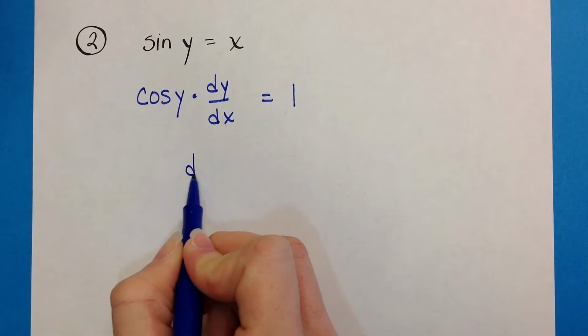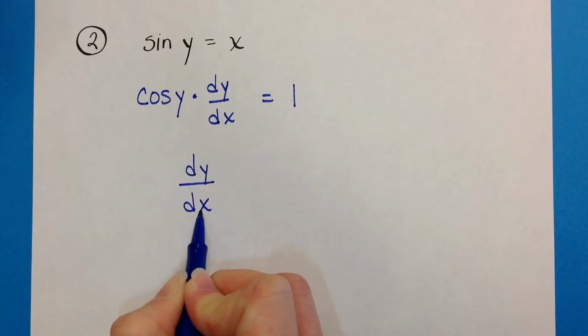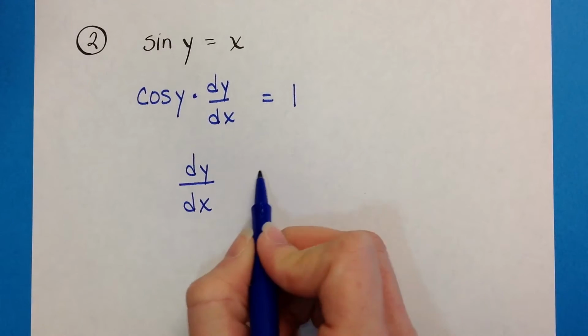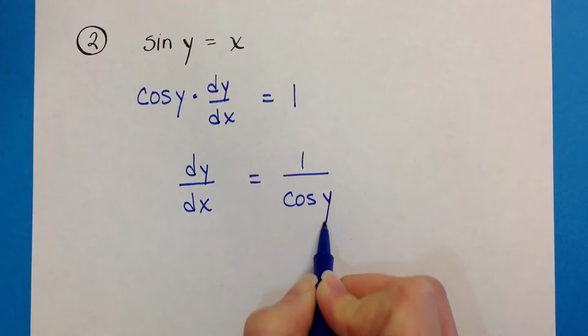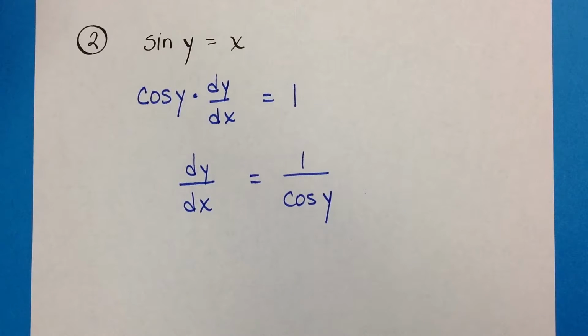So that would require that you divide by cosine y. So you would have dy dx is equal to 1 divided by cosine y. So that would be the answer for that one.